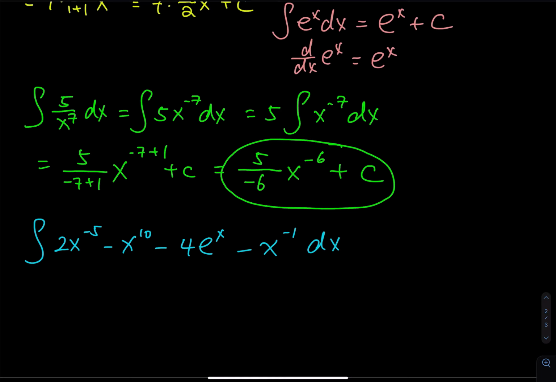So what's the integral of the first term? So this negative 5, right? Negative 5 plus 1 plus 1. You put the whole thing in the denominator. Don't forget the 2. And then the 10, that will be a 10 plus 1. Put the whole thing in the denominator. And then the integral of e to the x is still e to the x, so that is just 4e to the x.